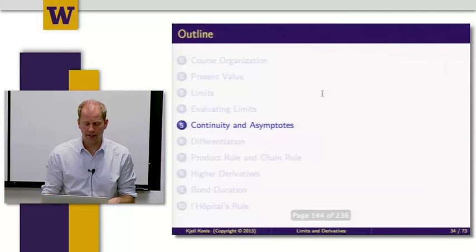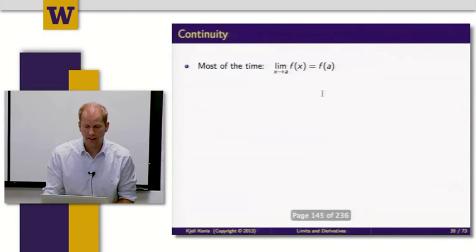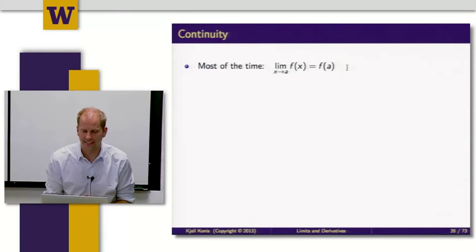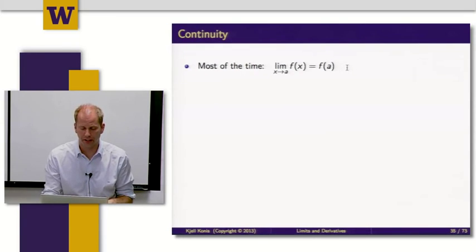Okay, and then on to the last section, which is continuity and asymptotes. So most of the time, when we have a function f of x, if I take the limit of that function as x goes to a, then that's going to be equal to f of a. And in fact, sometimes it's hard to imagine why that would not be true. I'll show you one picture in a second.